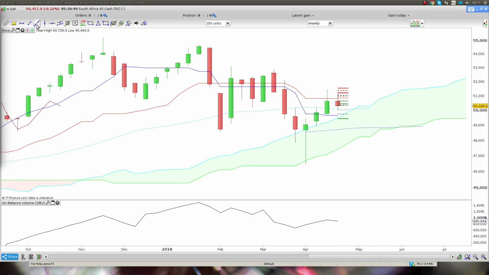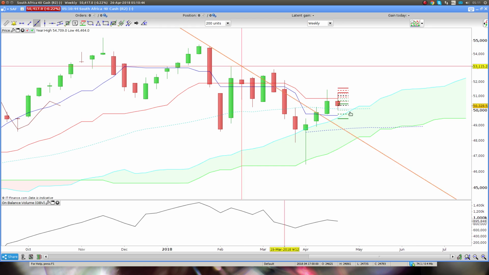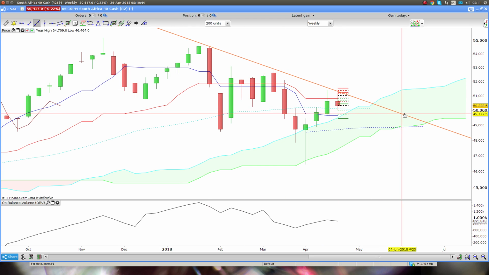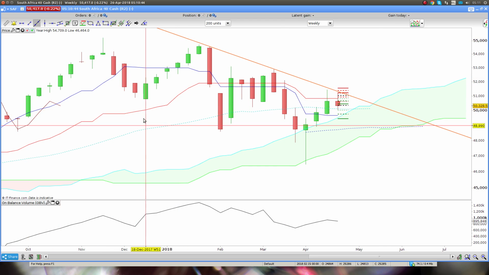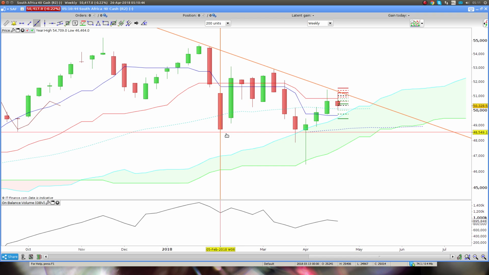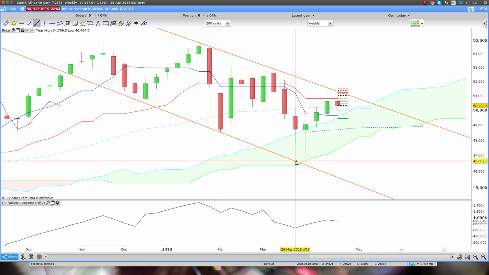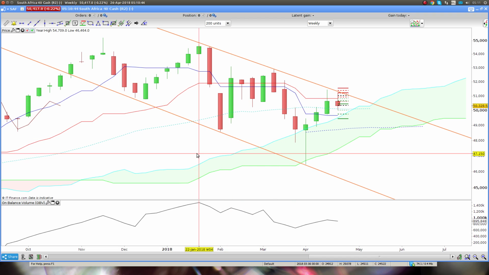Again, we start with the weekly, and you'll notice that I redraw my trend lines every single time. The reason being, it helps me to stay focused on what's going on, and it also keeps the different levels fresh in my mind, so I can make quick decisions without really being in front of the chart.